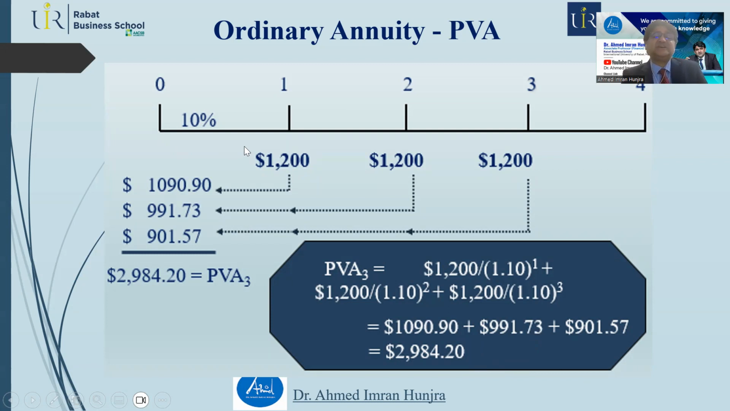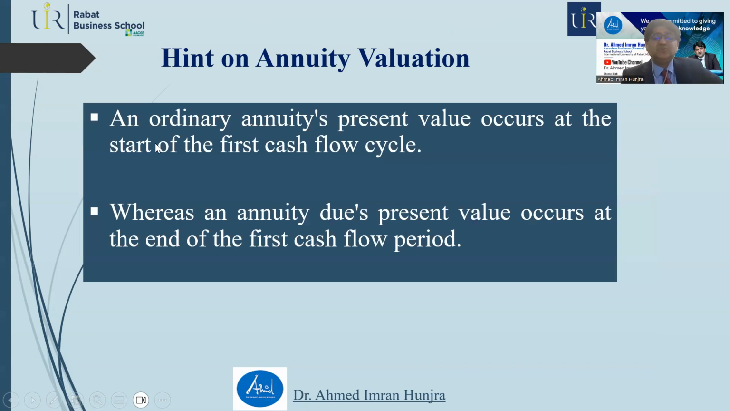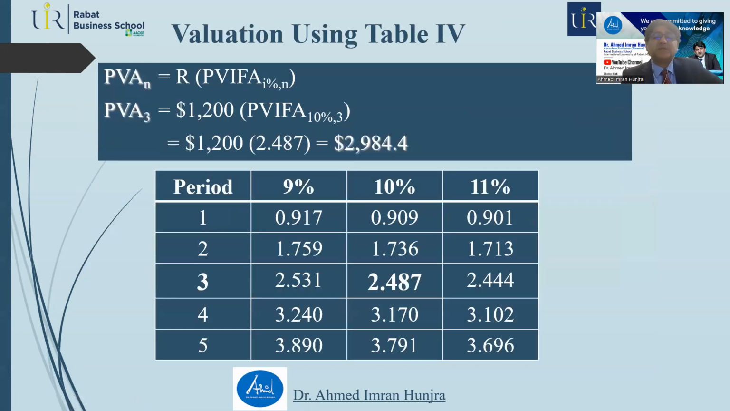If the case is annuity due, here will be the payment, so the first cash flow power will be 0. Already discussed, we can find the value from the time value of money table.